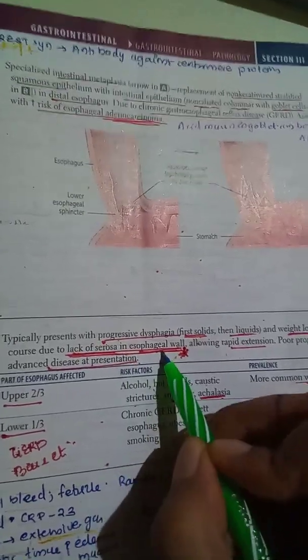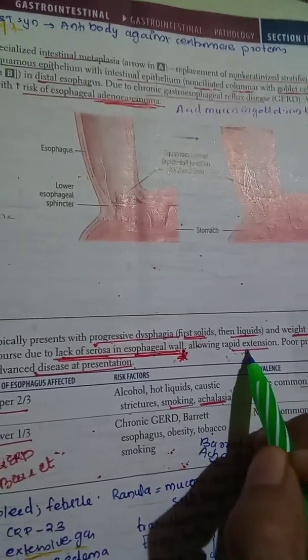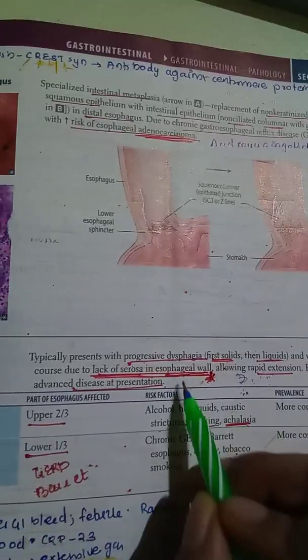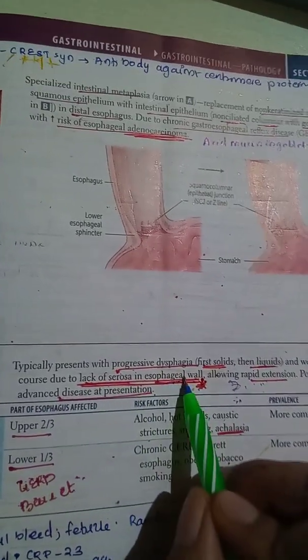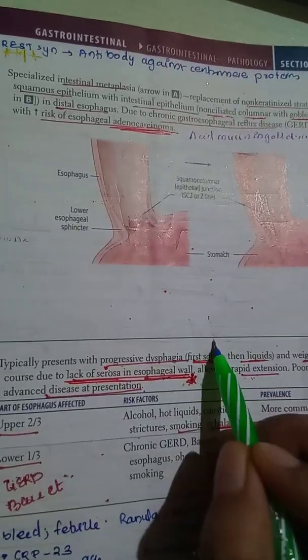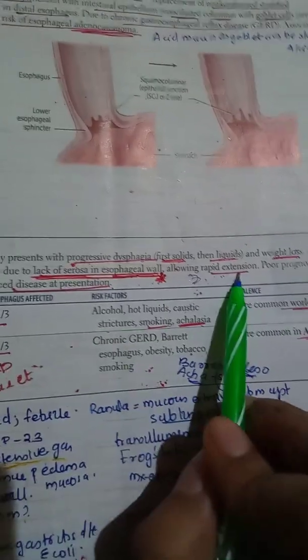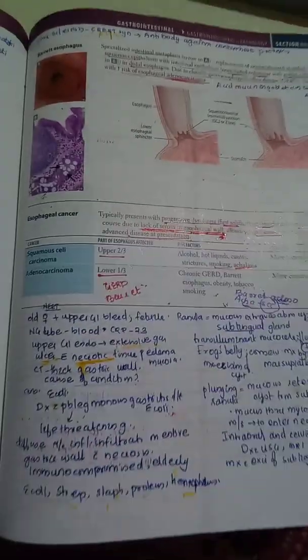Okay, then now we go on to esophageal cancer. I saw one question where esophageal cancer is rapidly extending. Why this rapid extension? What allows this rapid extension? It is the lack of serosa in the esophageal wall. When one component of our esophageal wall is deficient, it makes it very easy for the cancer cells to go on. Therefore, lack of serosa in the esophageal wall makes it easy for esophageal cancer to extend rapidly.